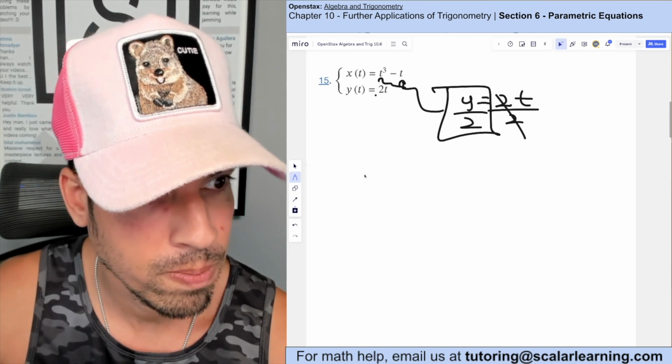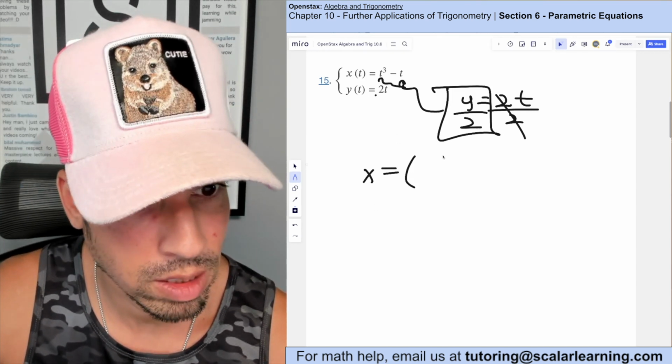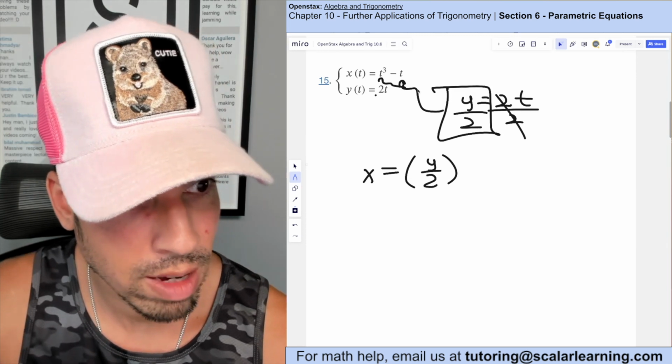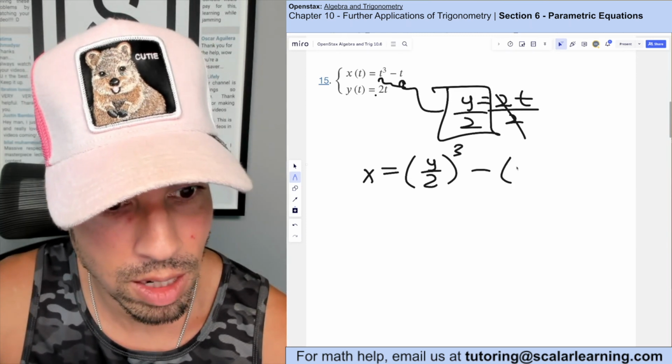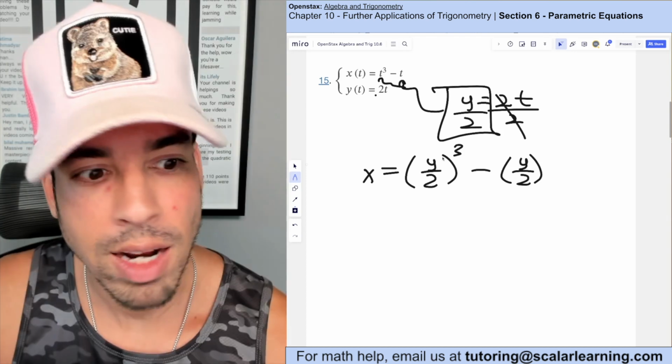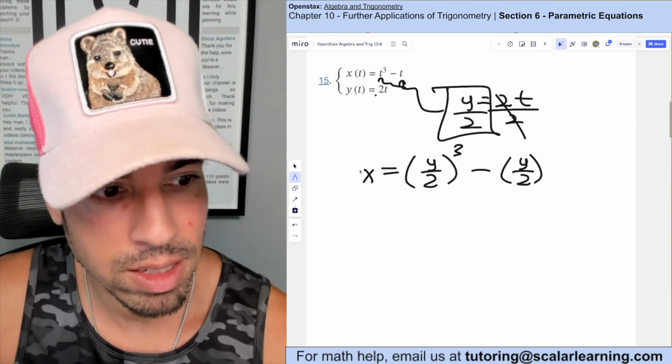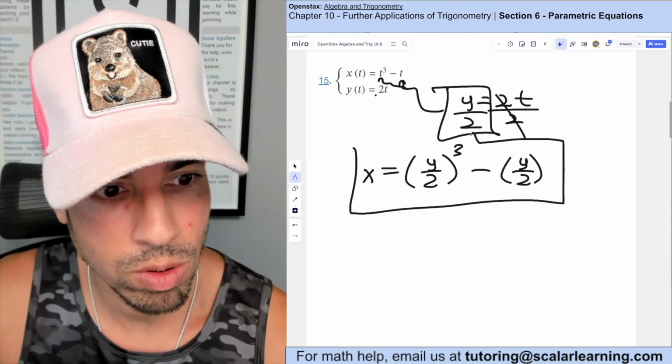in that x equation. So now I have x equals, and I'm replacing t with y over 2, and that value is cubed, minus, again, y over 2. And I could simplify this, but they left it as is in the answer, so I'm going to leave it there too. That's how you do it.